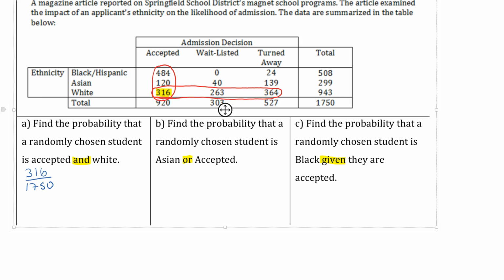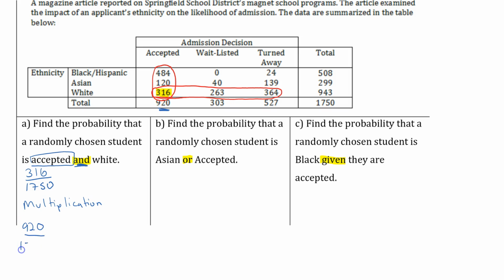On the other hand, if we wanted to, we can use the multiplication rule because the and is multiplication. You'll see it just becomes more complicated. But if we wanted to use the multiplication rule, remember that means we're going to multiply the probability of the first one, then out of those students, multiply by the probability of the second one. So here we can see if we wanted to find the probability that a student is accepted, well, there were 920 students that are in this accepted circle. So it'll be 920 out of the 1750.